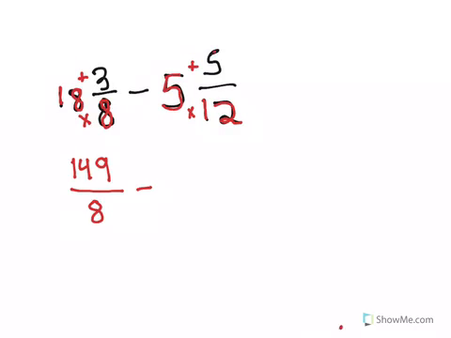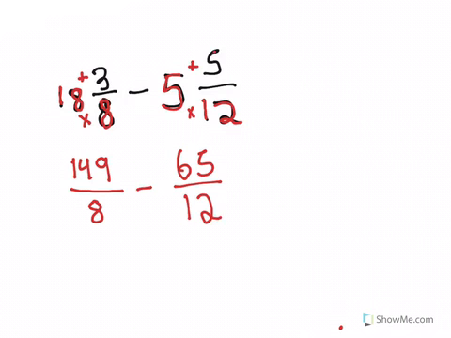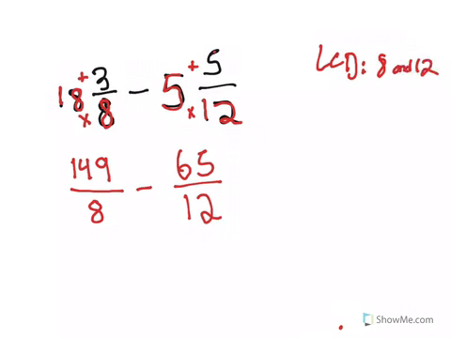5 gives me 65 over 12. Now I have two improper fractions that I need to subtract, and in order to subtract them I need to find the least common denominator between 8 and 12. Okay, so between 8 and 12, the least common denominator I will say is 24.